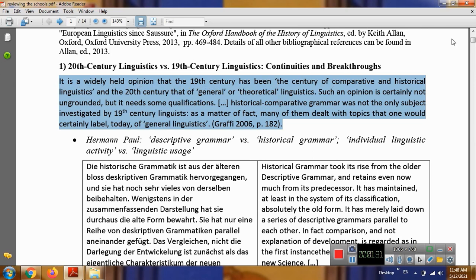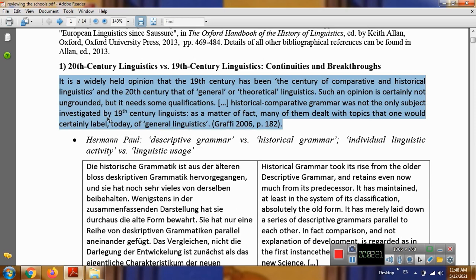In the 19th century, we were dealing with comparative and historical linguistics, and in the 20th century, with general or theoretical linguistics. Such an opinion is certainly not ungrounded, but it needs some qualification. Historical comparative grammar was not the only subject investigated by 19th century linguistics. As a matter of fact, many of them dealt with topics that one would certainly label today as general linguistics.